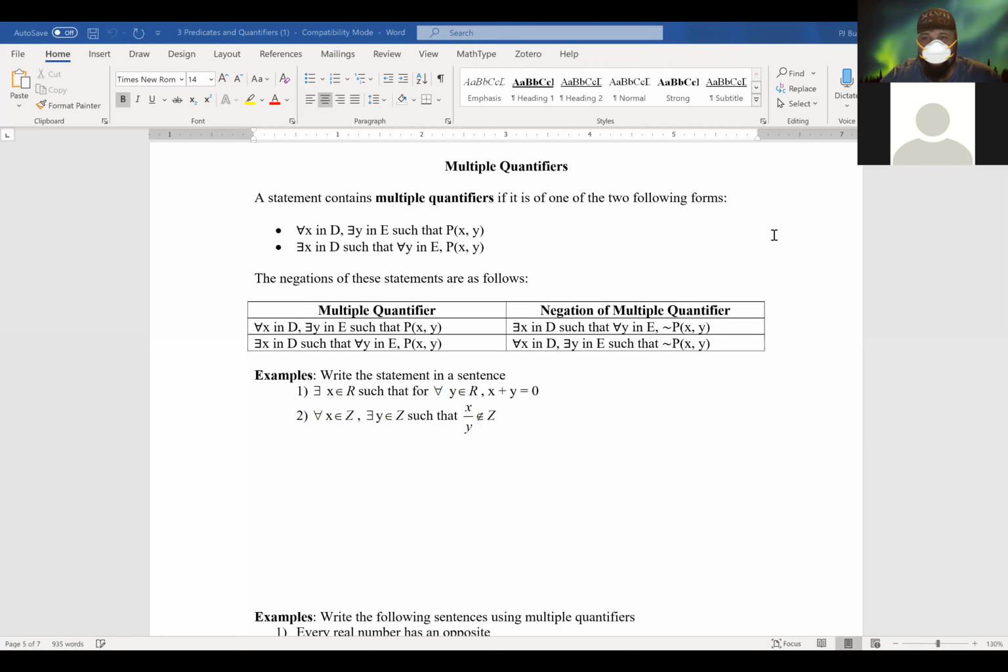So, ladies and gentlemen, let's begin multiple quantifiers. As we saw last time, we discussed the universal quantifier and the existential quantifier. And we've got both of those here. So this is a single statement with both now included. So we've got for all some value of x that is in the domain D.